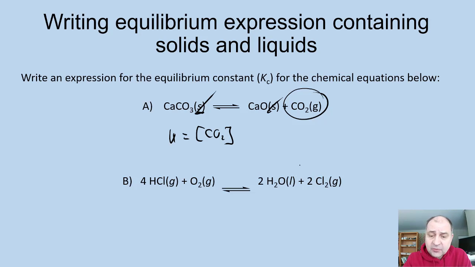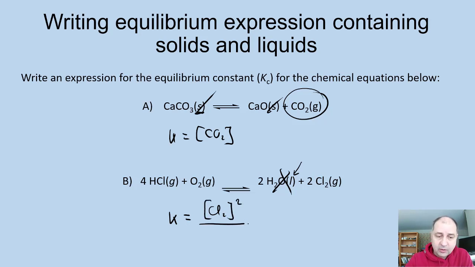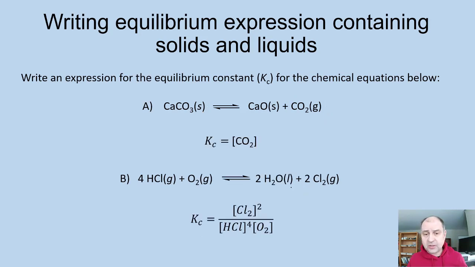The same is true for true liquids here, right? So you're forming water when you react hydrochloric acid and oxygen gas. So this will also not show up in the equilibrium equation. So we have chlorine to the 2nd power divided by hydrochloric acid concentration times O2 to the first power. And again, the liquid does not show up. So remember that if I ask you to set up an equilibrium expression.